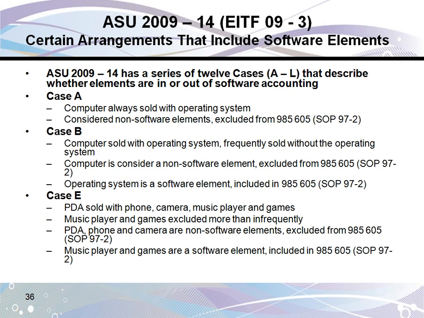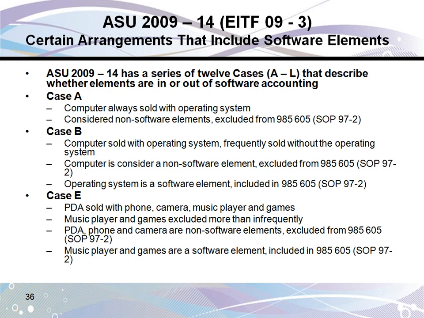So EITF 09-3 has 12 examples or cases, they call them, A through L, that just help you decide or see whether elements are in or out of software accounting. And when this was first introduced, or at least was conceptualized, and hardware and other companies were advocating it, I think everyone thought this is going to make things easier. But unfortunately, what we found is that it really has made it much more complicated.